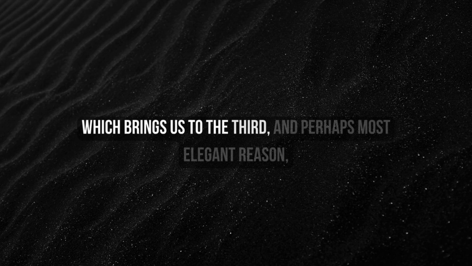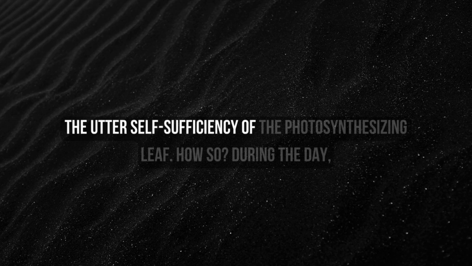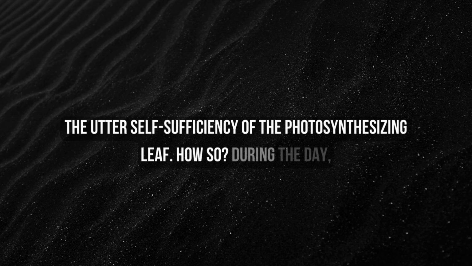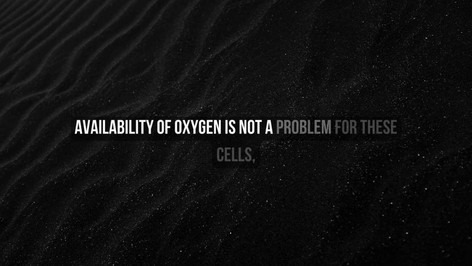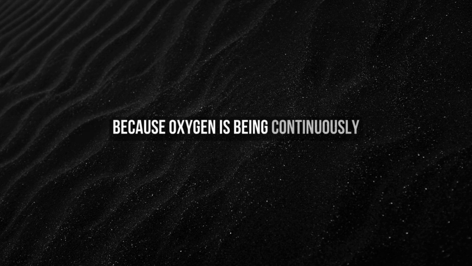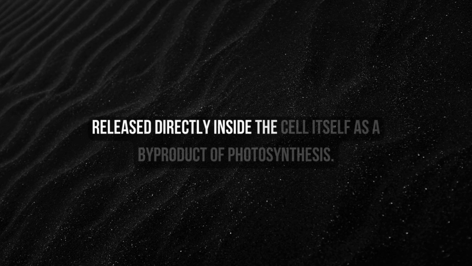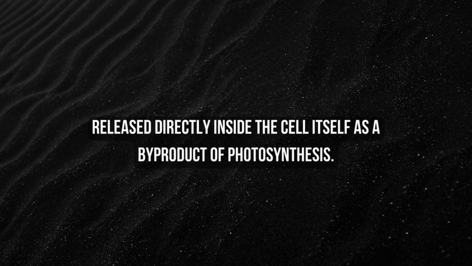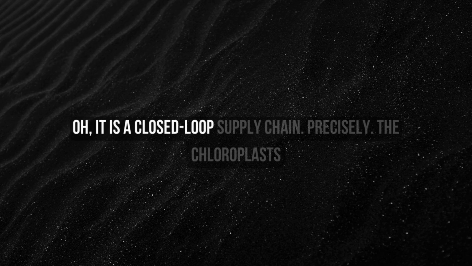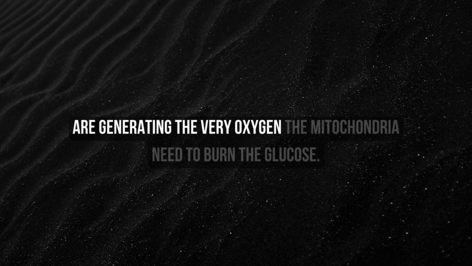Which brings us to the third and perhaps most elegant reason, the utter self-sufficiency of the photosynthesizing leaf. How so? During the day, availability of oxygen is not a problem for these cells because oxygen is being continuously released directly inside the cell itself as a byproduct of photosynthesis. Oh, it is a closed-loop supply chain. Precisely. The chloroplasts are generating the very oxygen the mitochondria need to burn the glucose.